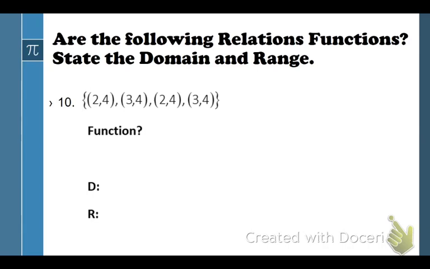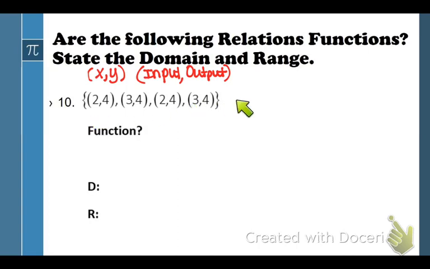Number 10, this is just another way of saying the same thing. This time, instead of a T-chart, instead of a graph, instead of the funky little ovals, we're just given some ordered pairs. In an ordered pair, what comes first, X or Y? The X comes first, yes? So that means the input is first and the output is second, okay? So when we read this, I put in a 2, I get a 4. I put in a 3, I get a 4. I put in a 2 again, I get a 4 again. I put in a 3, I get a 4.